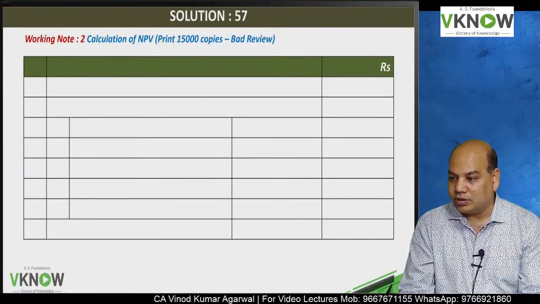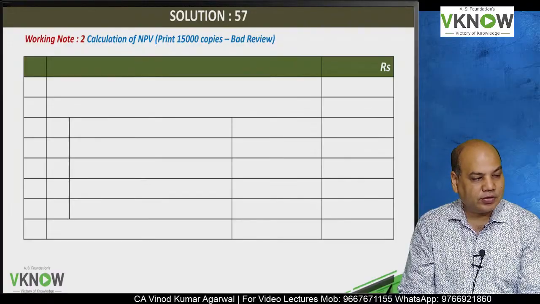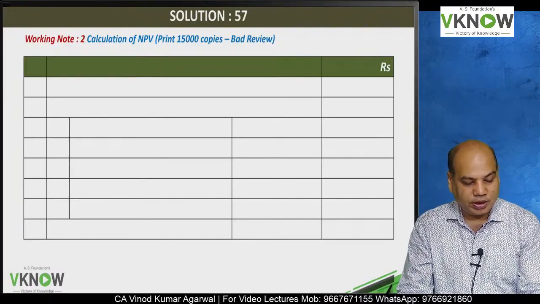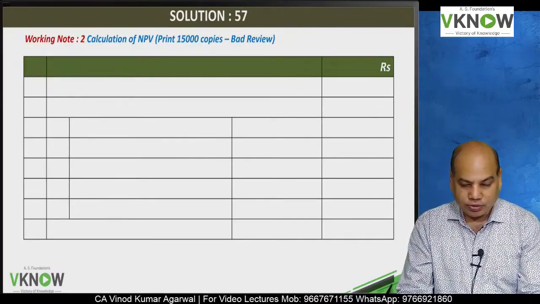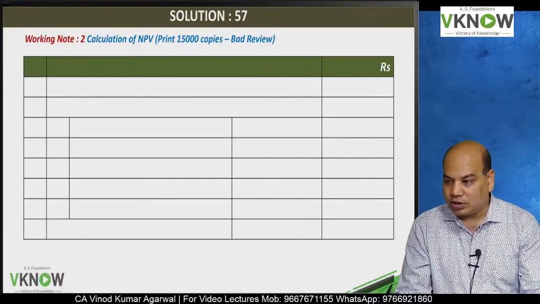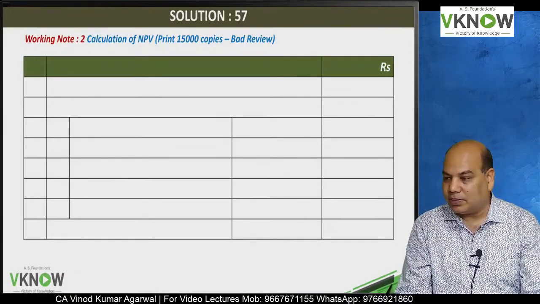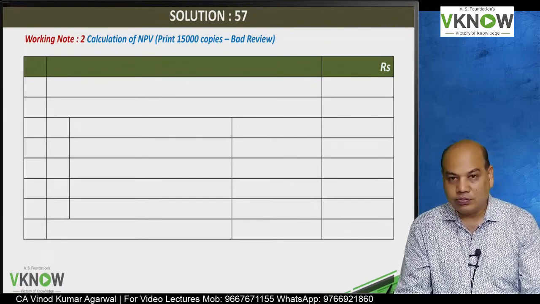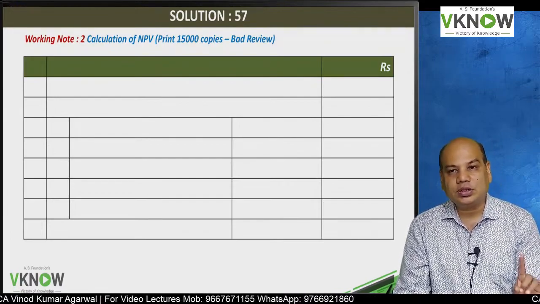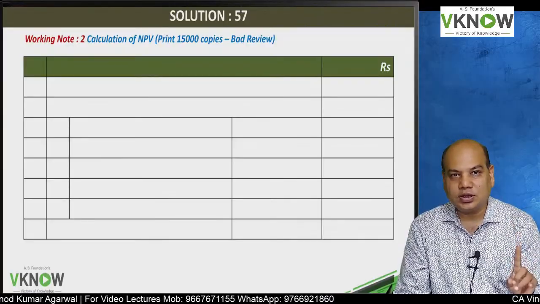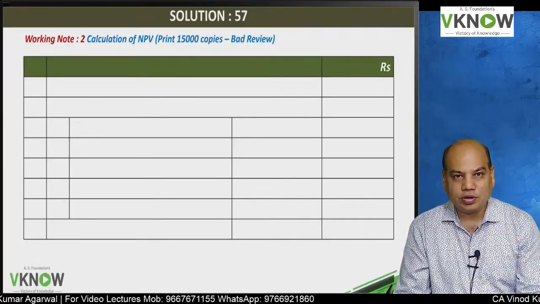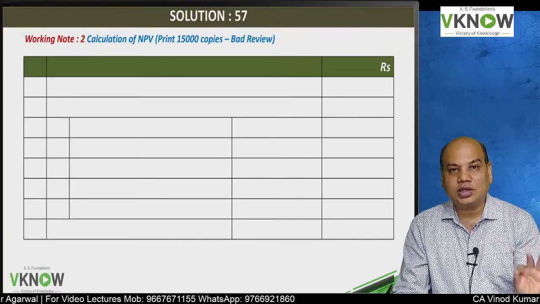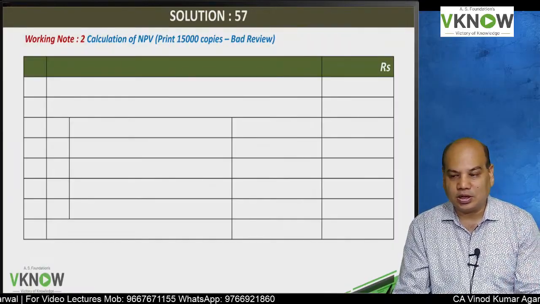Calculation of NPV. Print 15,000 copies. So we'll print 15,000 copies, but we get a bad review. So what is the problem? You'll be able to sell books only in the first year, and that too only 2,000 copies. But your initial setup and printing cost will be incurred.